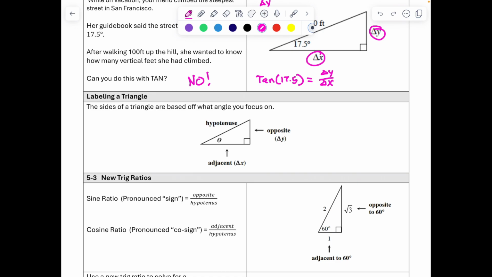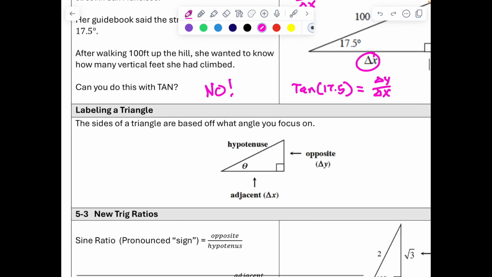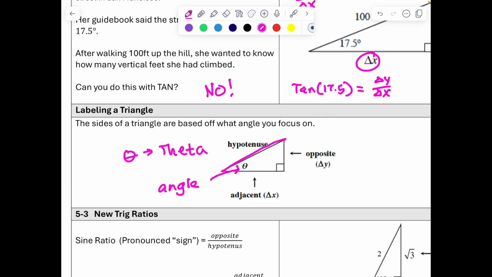But before we even talk about those, there are parts of a triangle that we need to learn their names and their characteristics. So each side is based off the angle that we're focusing on. So here is the angle. If you need a reminder, this is called theta, right? And that is just showing us a generic angle. So the hypotenuse is the same as it's always been. It's been the longest side and across from the right angle.